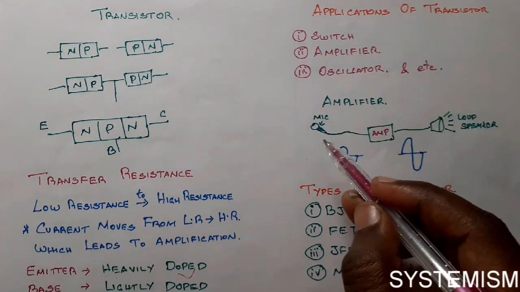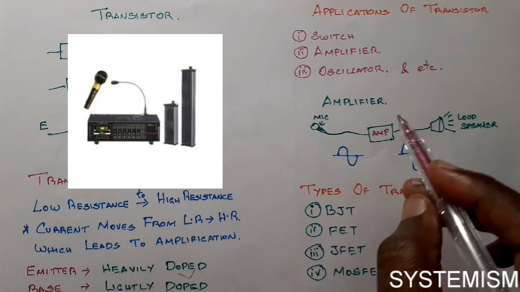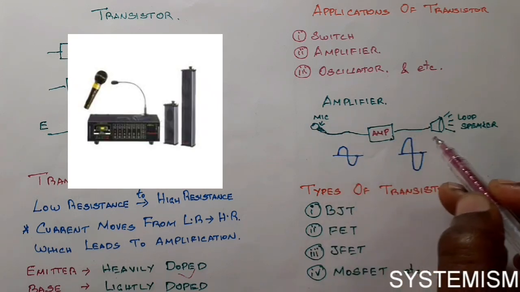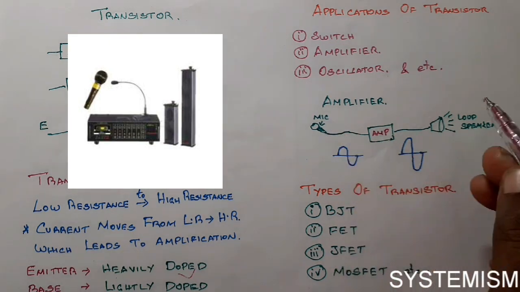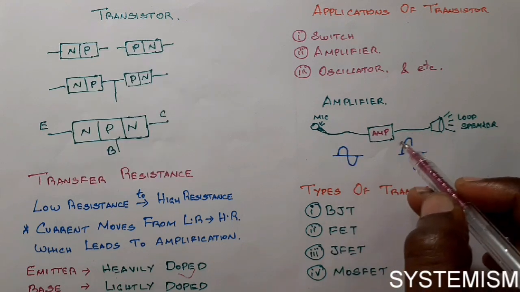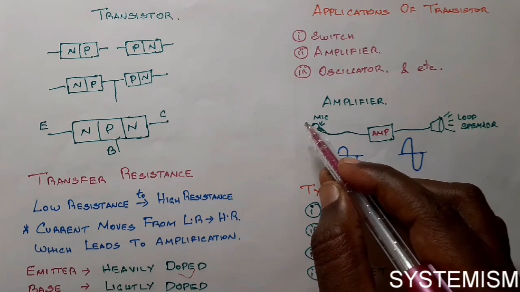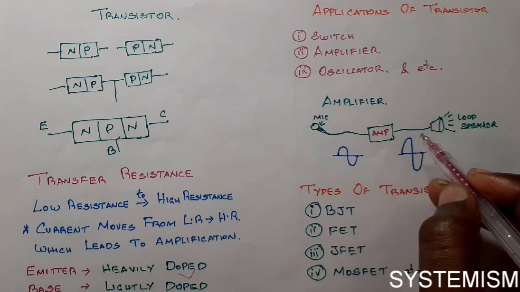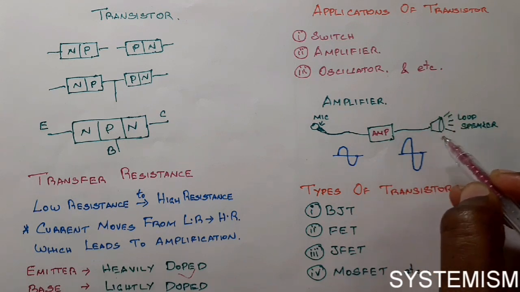Amplification means, let us take this PA circuit, that is public addressing circuit. What is this? There is a mic, in between there is an amplifier, and there is a loudspeaker. We will always see this in our political propaganda when they are using it. This is called public addressing system. What happens here: when someone speaks in this mic, that sound signal is converted into an electrical signal. Then the electrical signal is again converted into a sound signal by means of a loudspeaker.